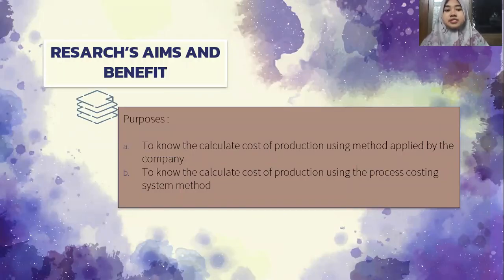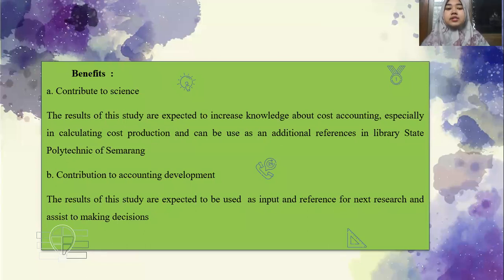And the next chapter is research aims and benefit. The purpose of this research is to know the calculated cost of production using the method applied by the company, and to know the calculated cost of production using the process costing system method. And the benefit in this research is first, contribution to science. The results of this study are expected to increase knowledge about cost accounting, especially in calculating cost of production, and can be used as an additional reference in State Polytechnic of Semarang.